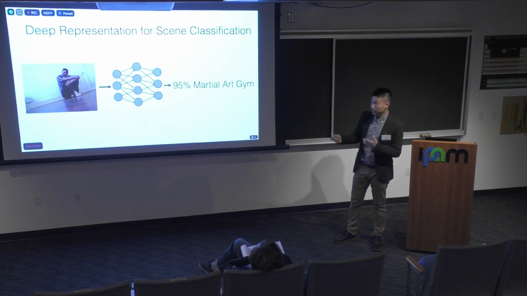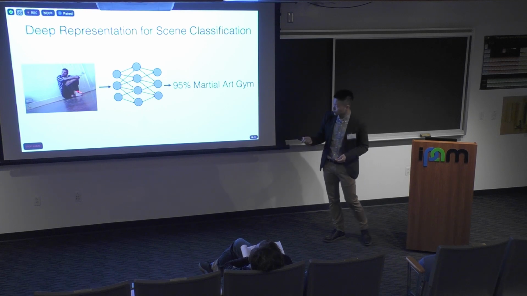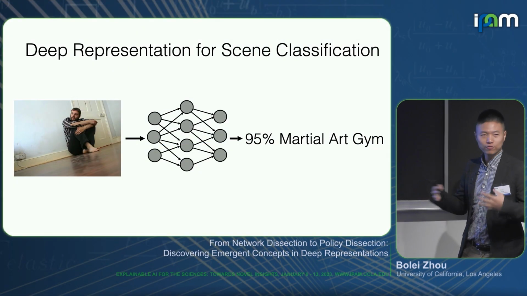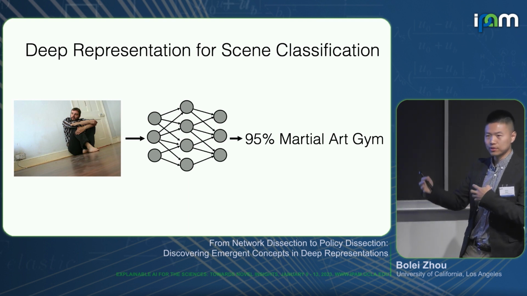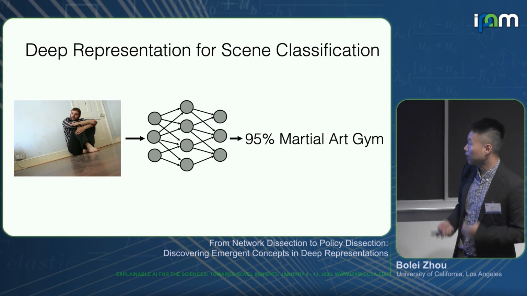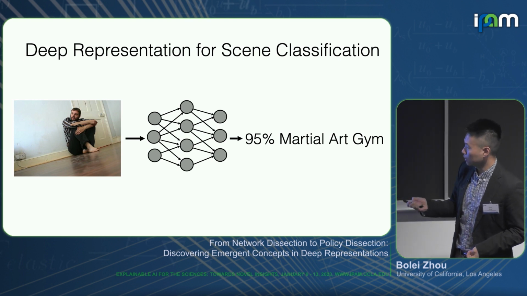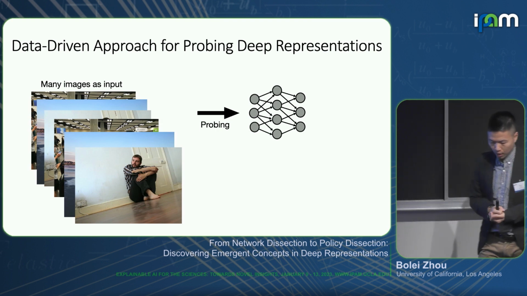So we built a saliency-based method. It highlights the bare feet as the most informative region to predict this martial art gym. So such bare feet are the most reasonable evidence to predict the class. But why can this give us this prediction? So we want to look into their internals.